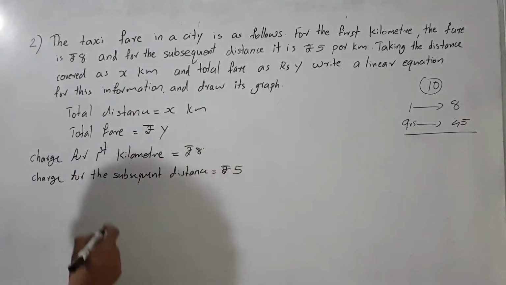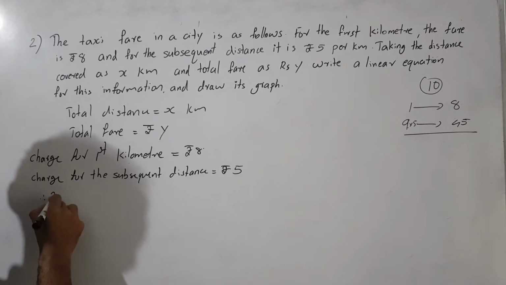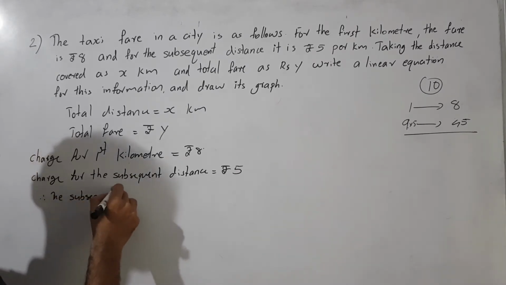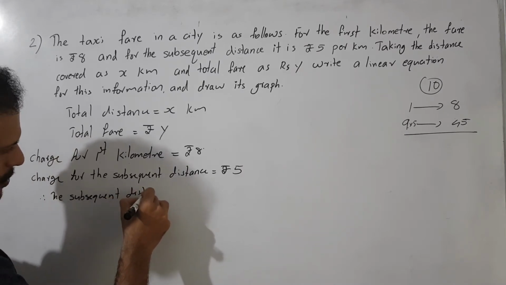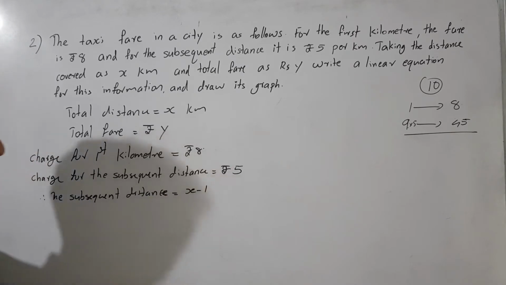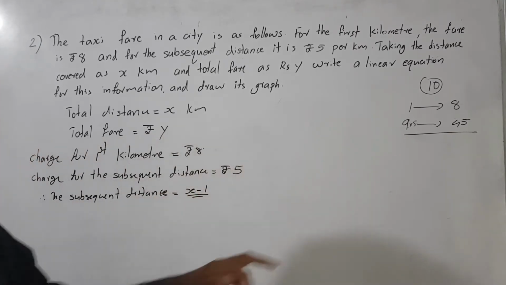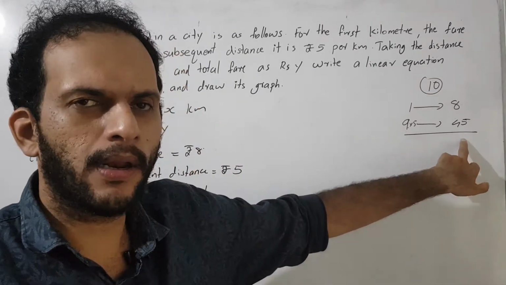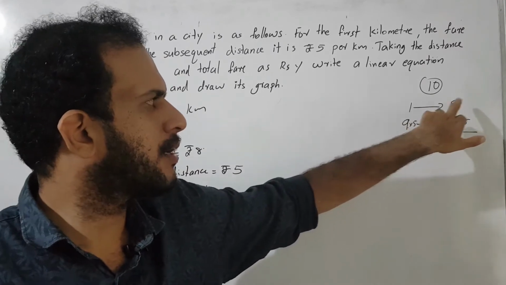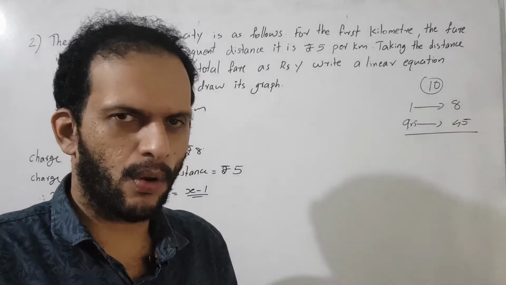Okay, then the total distance is equal to x. Therefore the subsequent distance, meaning the remaining distance, is equal to x minus 1. Okay, x minus 1. Then how do we get the total fare? The total fare is the charge for the first kilometer plus the charge for the subsequent distance, subsequent kilometer.